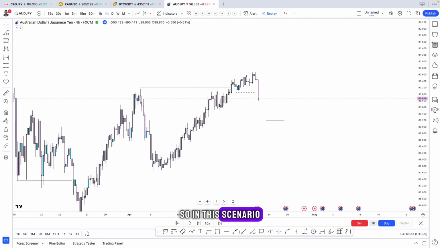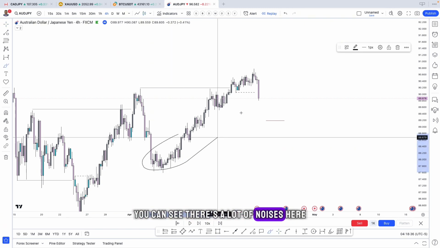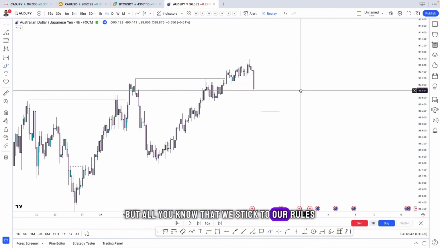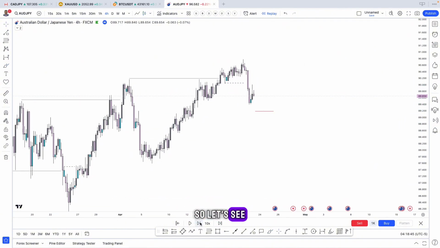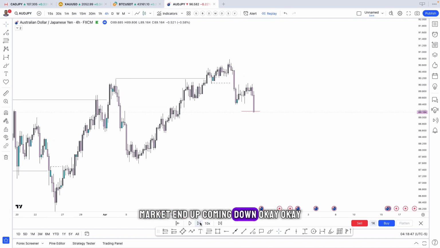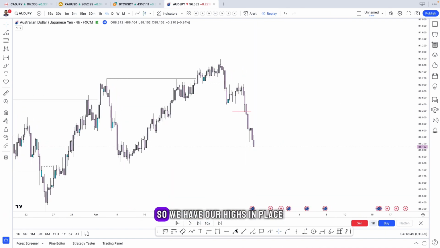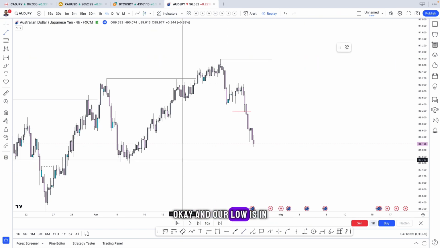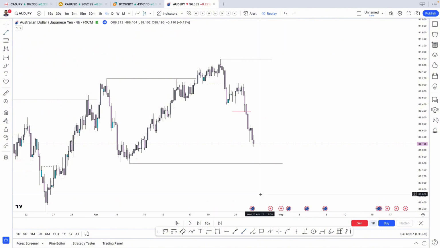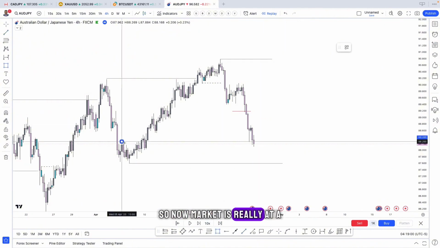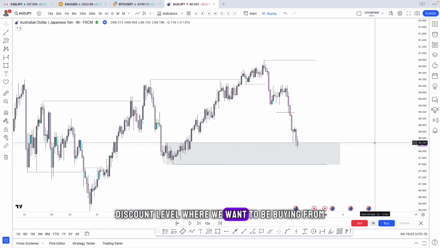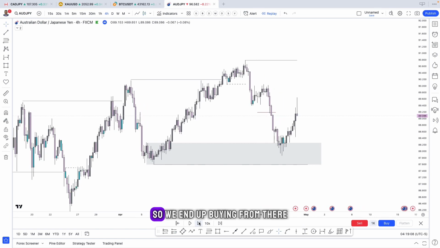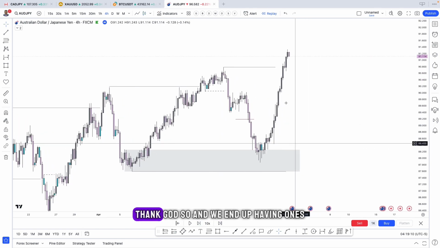So in this scenario, you can see there is a lot of noise here. We don't know what the market is going to do, but all we know is that we stick to our rules and regulations. So let's see. The market ended up coming down. Okay, so we have our highs in place, and our low is in place as well. Now the market is really at a discount level where we want to be buying from, and let's see what the market has for us. So we end up buying from there, thank God.